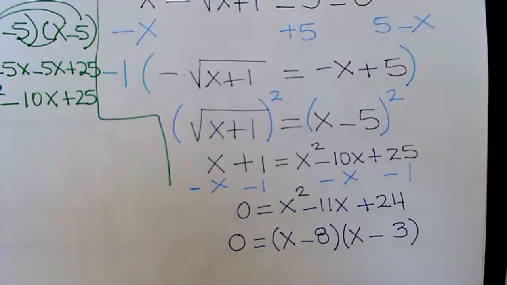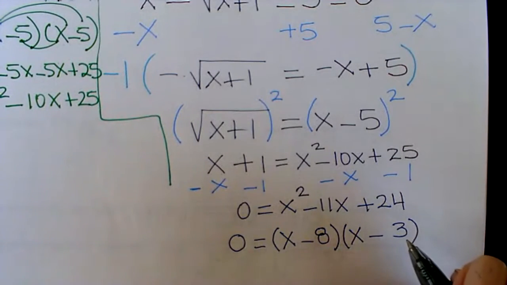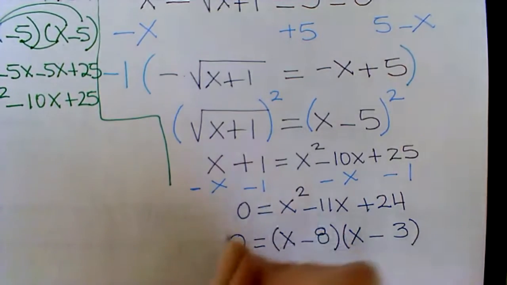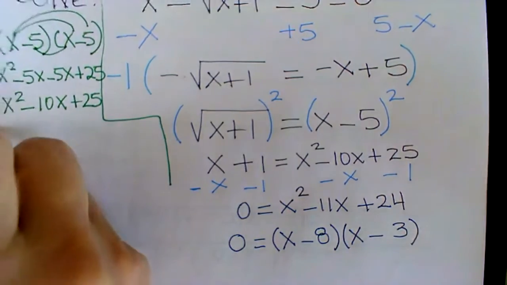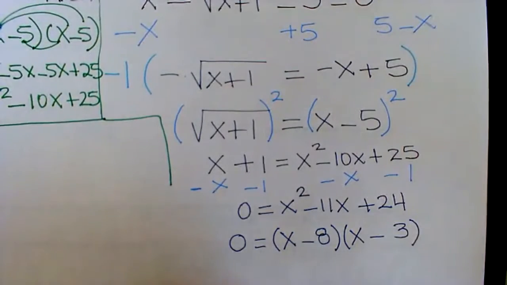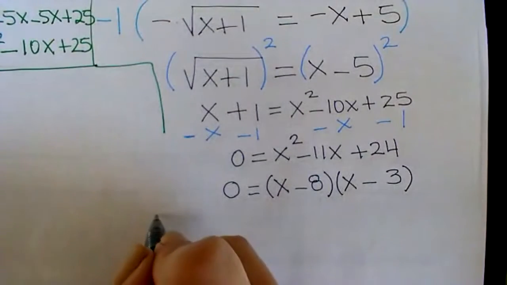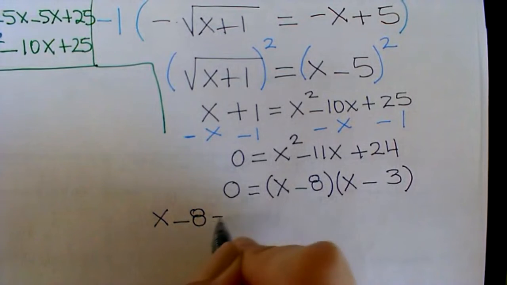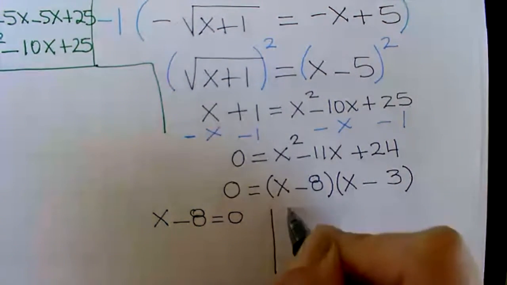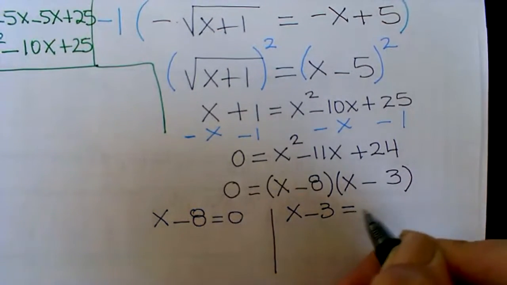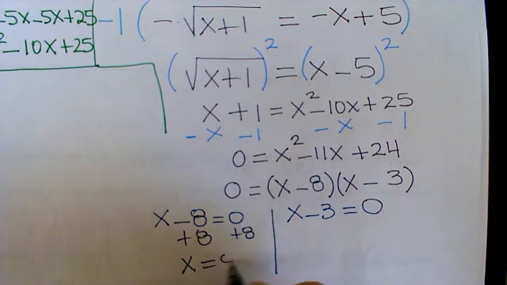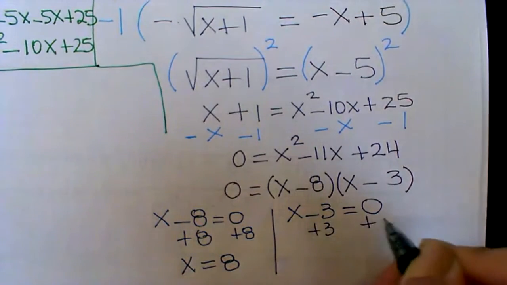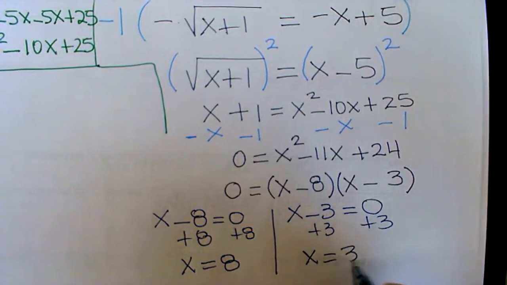But, okay, let's do it. We don't need to do the quadratic formula. So then we know that this part is going to be equal to, so we do x minus 8 equal to 0 or x minus 3 equal to 0. So this is going to be x equals 8 or x equals 3.